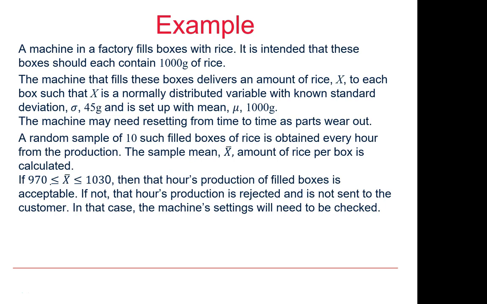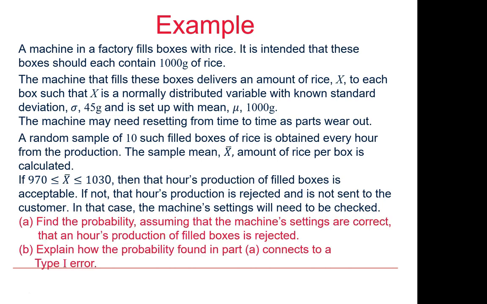The rice is emptied and the sample mean X bar amount of rice per box is calculated. And if our sample mean from the amount of rice contained within our random sample of 10 boxes is between 970 and 1030 grams, then the hour's production of boxes is deemed to be fine and can be sent out to the customer. If not, then that hour's production is rejected and it cannot be sent out to the customer, and the machine settings will need to be checked because possibly something's gone a bit wrong and it's either under or over delivering the amount of rice per box.